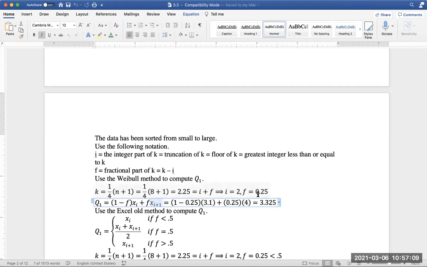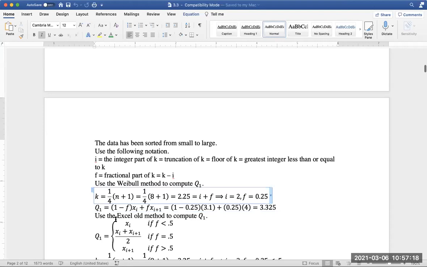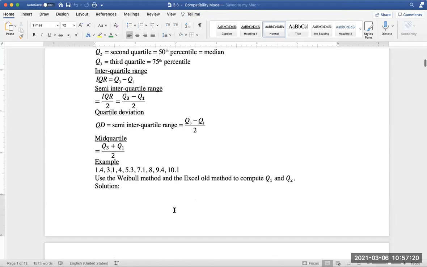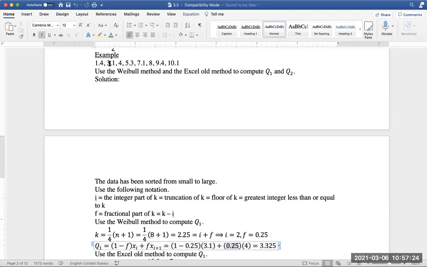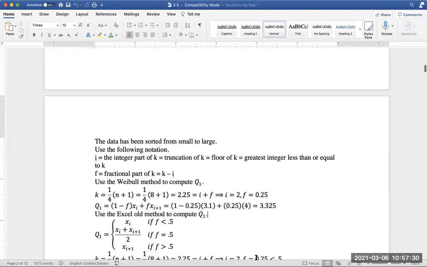So the complement of 0.25, 0.75, times the number in the second position, 3.1, plus the fractional part, 0.25, times the number in the next position, 4, is 3.325.